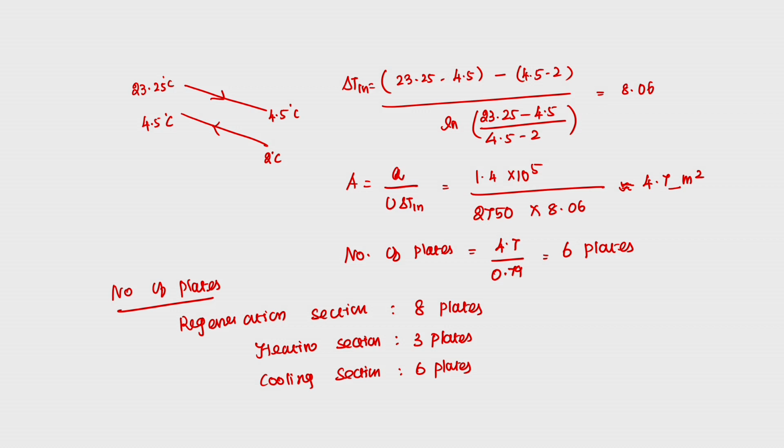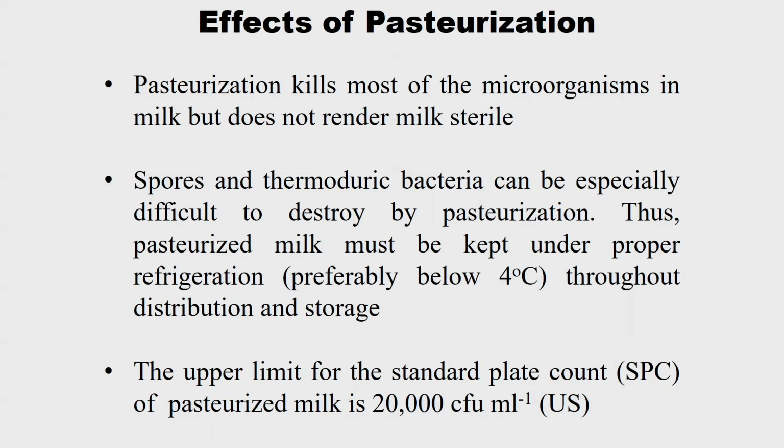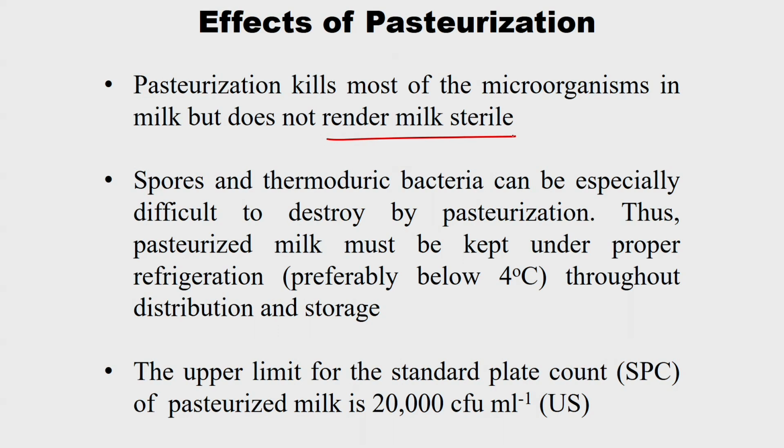Okay, so next we will see the effect of pasteurization. Pasteurization kills most of the microorganisms in milk, but does not render milk sterile. So it should always be stored under refrigerated conditions, because spores and thermoduric bacteria, which are especially difficult to destroy, can survive the pasteurization temperature. The pasteurized milk must be kept under proper refrigeration, preferably below 4 degrees, throughout distribution and storage. And this can also be checked using the standard plate count.